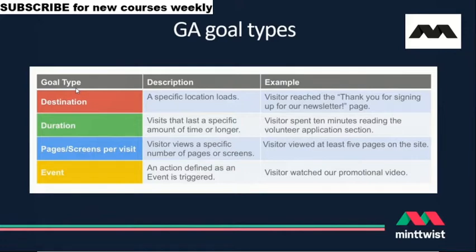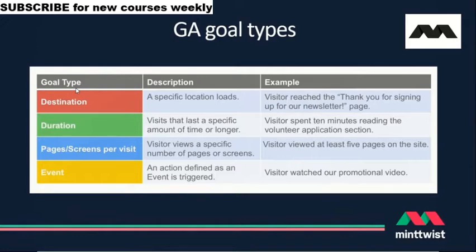So there are different types of goals we can set up. A destination goal is when someone hits a specific destination. So if you're an e-commerce website, the checkout page would be where you want people to end up. If you're a service-based company that's looking to generate inquiries, the thank you for your inquiry page is where you'd want them to end up.